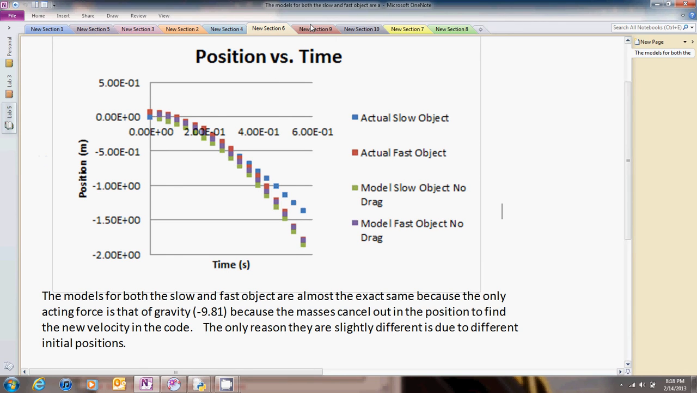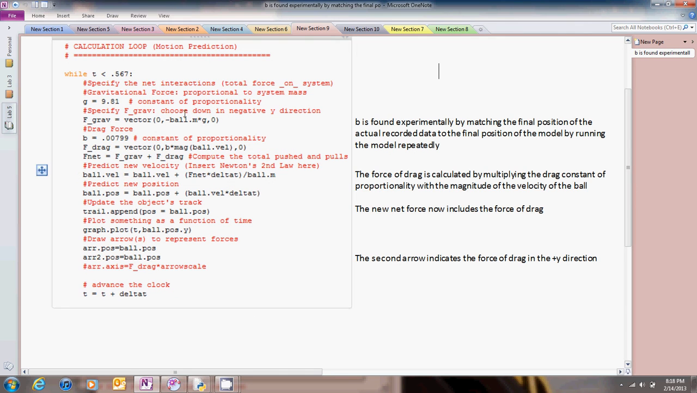And then for my code with drag, this is the code for drag. B is found experimentally by matching the final position of the actual recorded data to the final position of the model by running the model repeatedly, so it's a trial and error experiment. And this is the new net force, and it includes the force of drag, and the second arrow down here now indicates the force of drag, so it should be in the positive y direction.